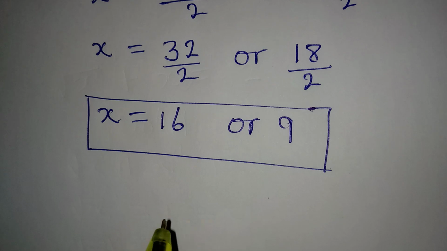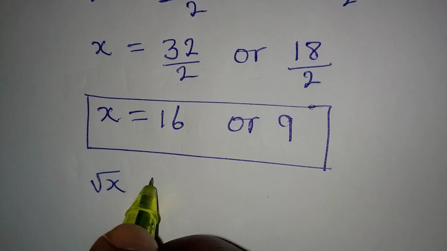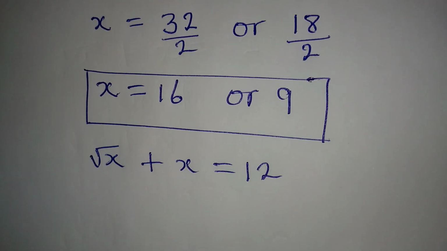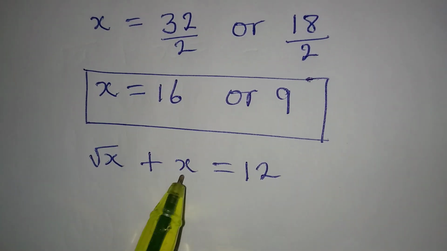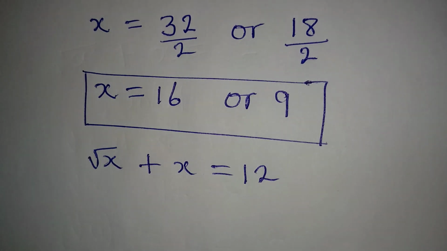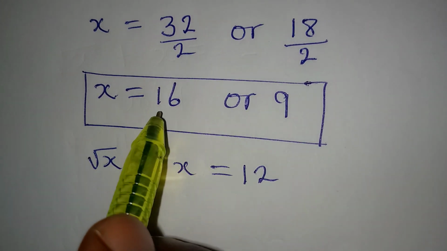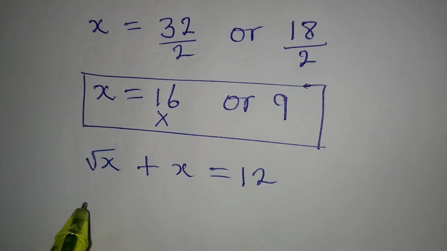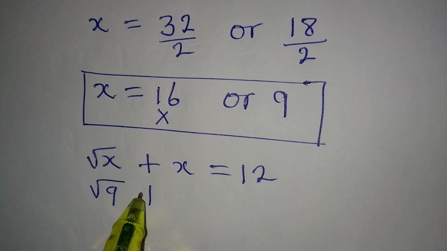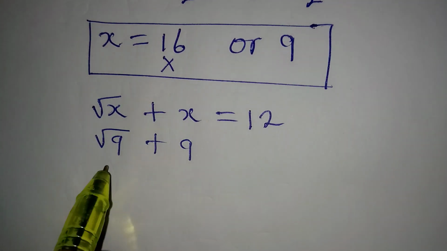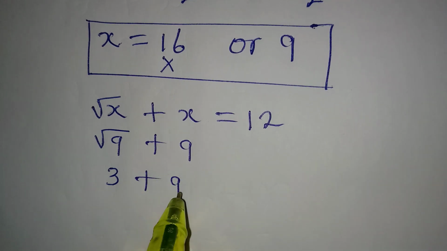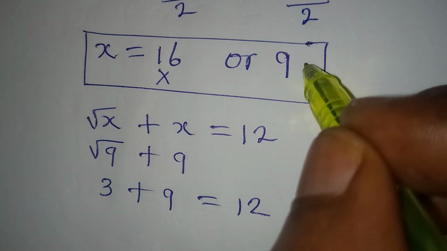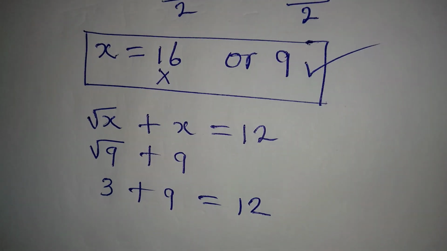The original equation is square root of x plus x equals 12. And then if I pick 16 as x, it is already more than 12, meaning that it will not satisfy. So this has to be rejected. But if I put 9 here, I will have square root of 9 plus 9. This means that I have 3 plus 9, which will give 12. So it is only x to be equal to 9 that satisfies the given equation.